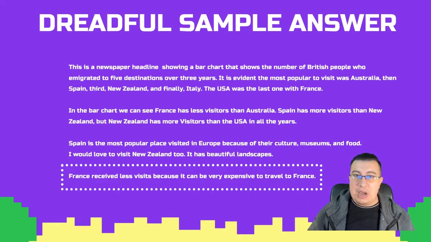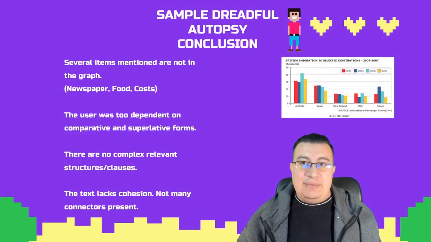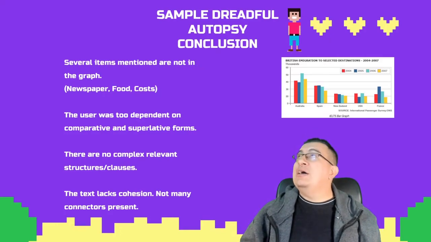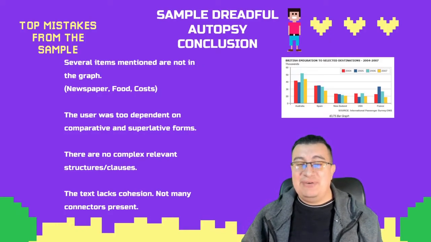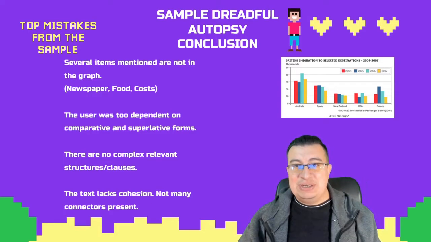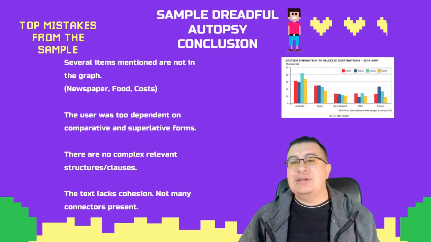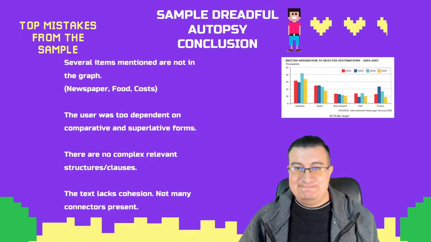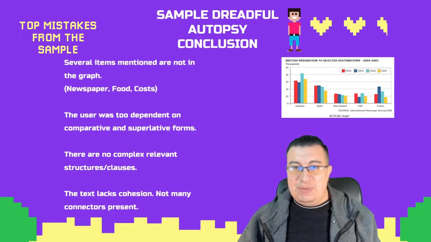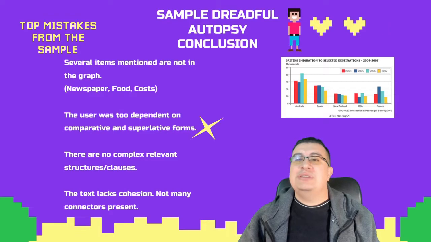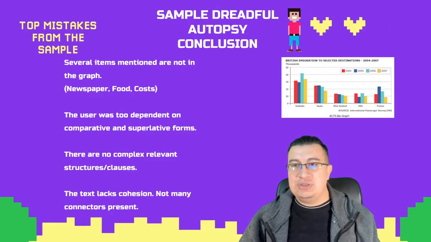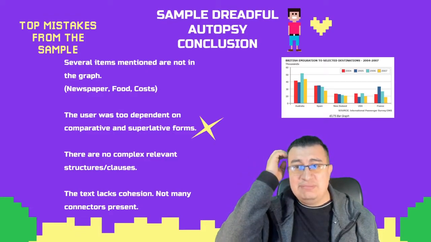Like, really common. Yeah, okay, for me the IELTS is a game, so let's go with the video game. 3 lives. 1 hit takes half a heart, so several items mentioned are not in the graphic. Newspaper, food, cost. Yeah, that's gonna hurt. Sorry, man. The user was too dependent on comparative and superlative forms. Yeah, that's true, and that's gonna cost you, so sorry. No, now that I remember, he repeated many things, and he mentioned things that are not in the graphic twice. So you know what? Another part of your life down. But hey, you still have one heart.